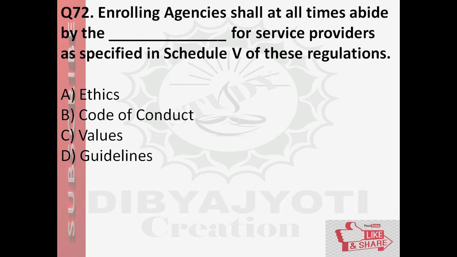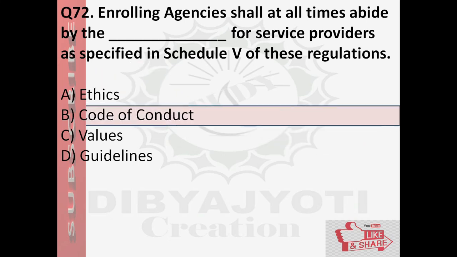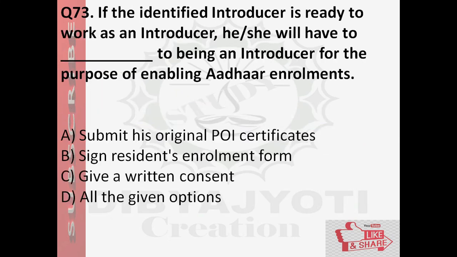Question number 72. Enrolling agency shall at all time abide by the code for service providers as specified in Schedule B of this regulation. Option A, Ethics. Option B, Code of Conduct. Option C, Values. Option D, Guideline. And answer is option B, Code of Conduct.